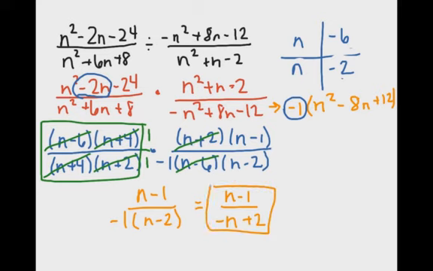So the only thing that is different from dividing rational expressions and multiplying rational expressions is the fact that when we divide, we just change it to a multiplication problem, and the second fraction becomes its reciprocal.